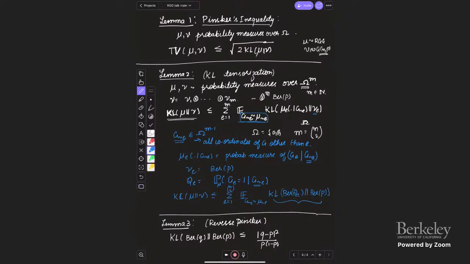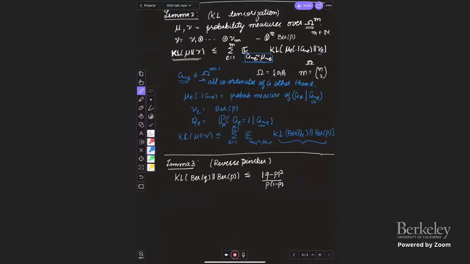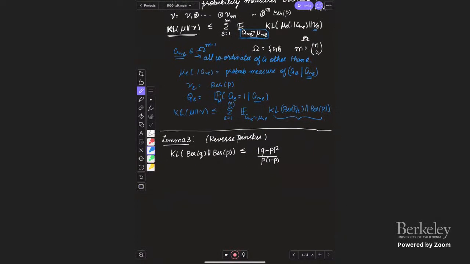Now, when we have Bernoullis, the KL divergence can be sharply bounded, given that we know the base measure. This we will call the reverse Pinsker inequality, which basically shows that KL divergence behaves quadratically close to its base measure. That is, the KL divergence between Bernoulli Q and Bernoulli P is at most (Q minus P) whole square over P. So as long as P is not 0, we are fine.